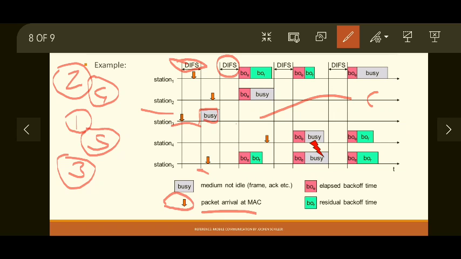So this is the contention period. Now during this contention period, what happens? You will see different terminologies like BOE and BOR. What is BOE? Elapsed back off time. BOR is residual back off time. So what is the meaning of this?